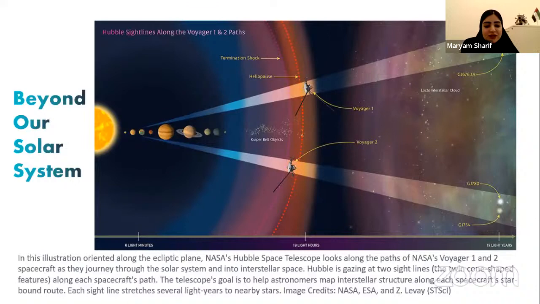Now, each sight line stretches several light years, as you can see at the bottom of the graph, to the nearby star, of course. And this image was retrieved from NASA's website.